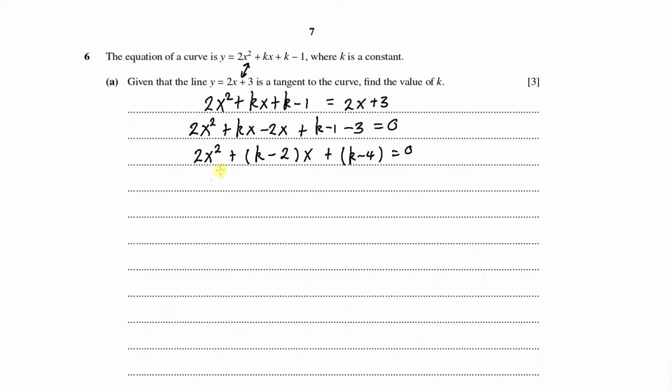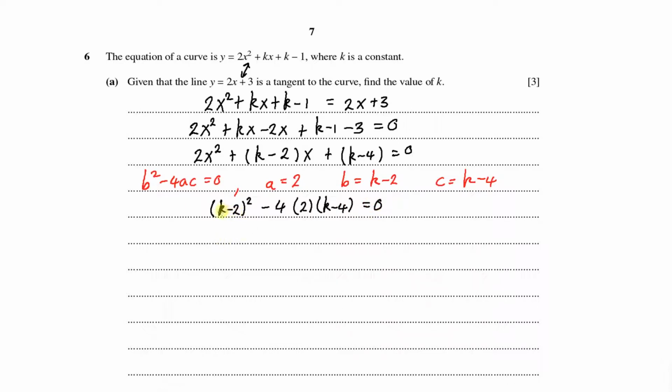Now we know that if this line is a tangent to the curve, then it touches the curve only once, and b squared minus 4ac should be equal to 0. In this case, a is the coefficient of x squared, so that's 2. B is the coefficient of x, that's k minus 2, and c is k minus 4. So it means that we can use the discriminant. So b squared, that's k minus 2 squared minus 4 times 2 times k minus 4 should be equal to 0.